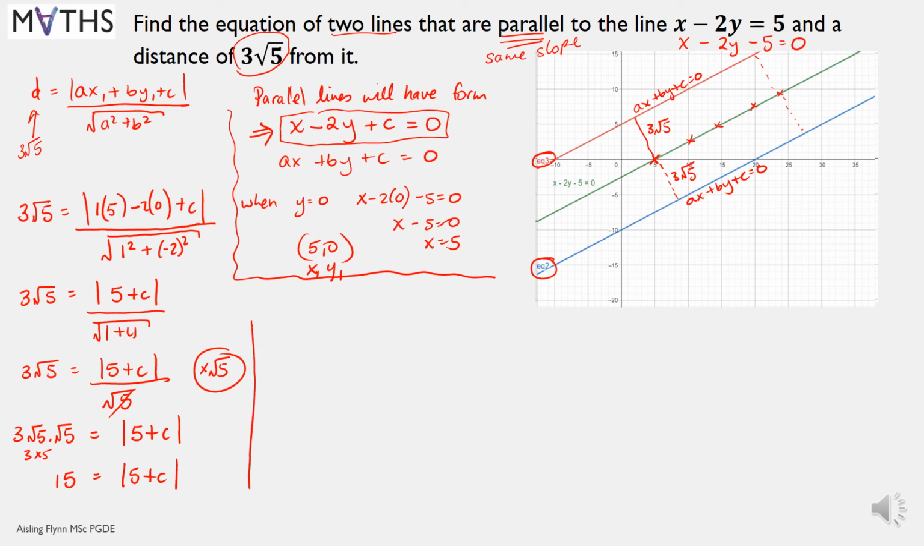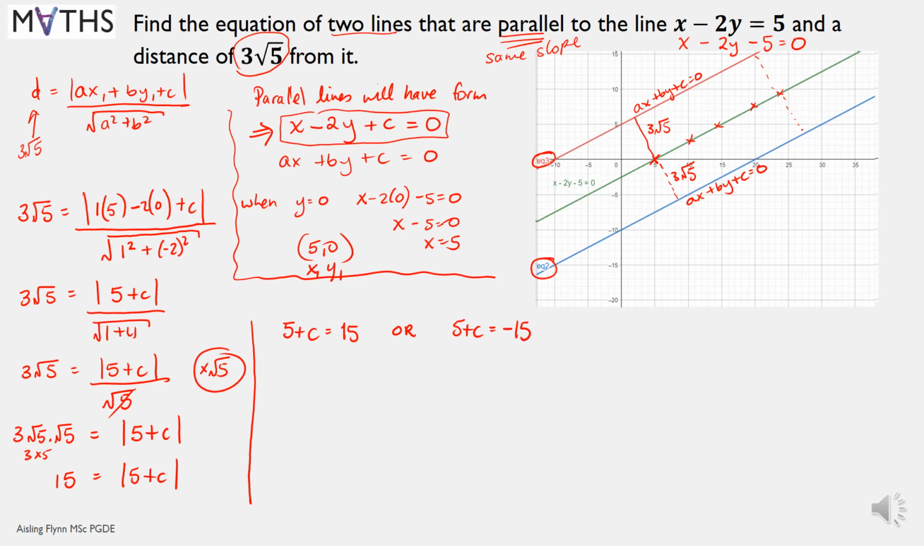Alright. Okay, nearly there. So remember what the modulus bars mean. It means take the absolute value, which is the positive value of. So the positive value of that is equal to 15. So we have two scenarios. 5 plus c could have been equal to 15, or 5 plus c could have been equal to minus 15. And this is how we arrive at the two different answers for the two different lines.